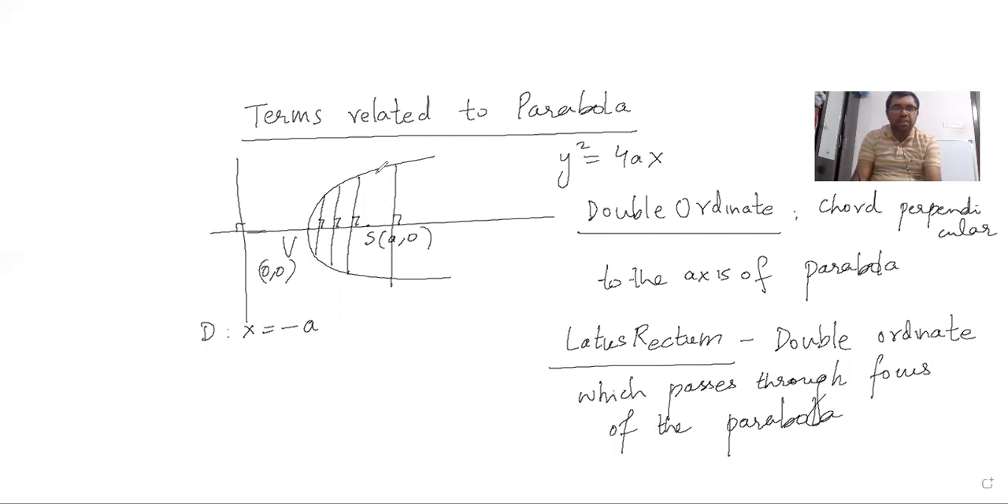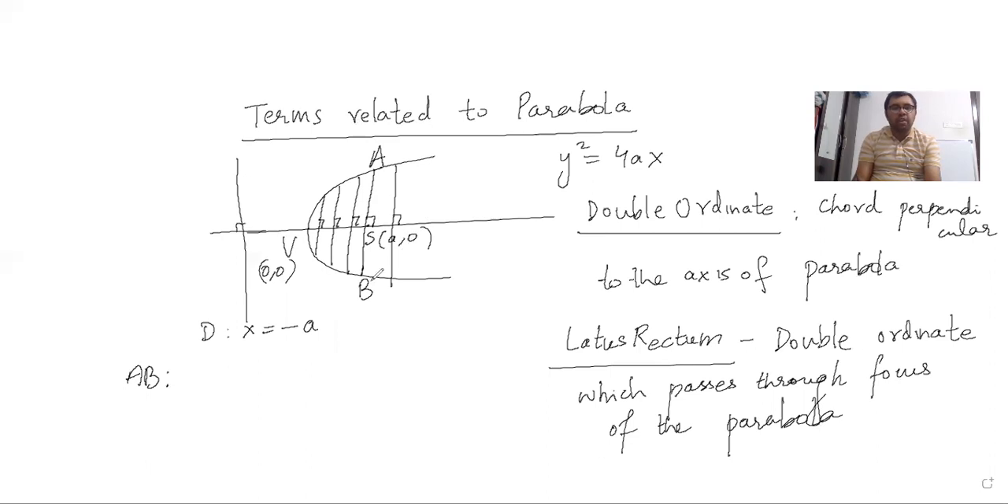So if we see here in this figure, we have to draw a double ordinate, which means we have to draw a chord which has to be perpendicular to the axis, and that chord must pass through the focus. So basically this chord AB is the latus rectum of the parabola.